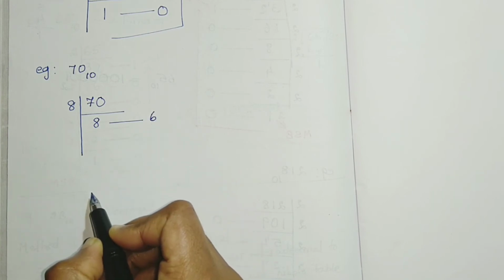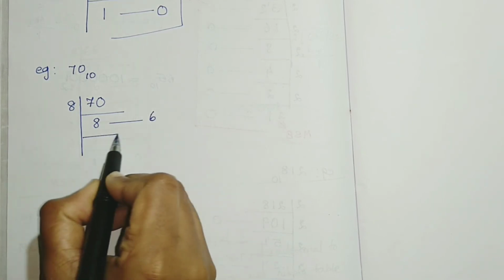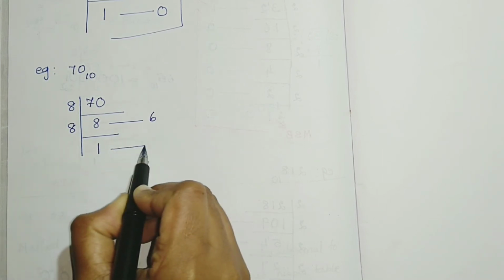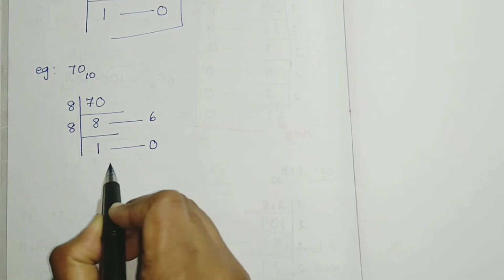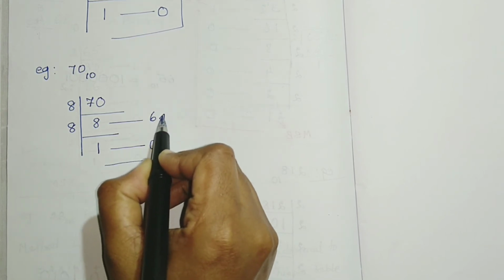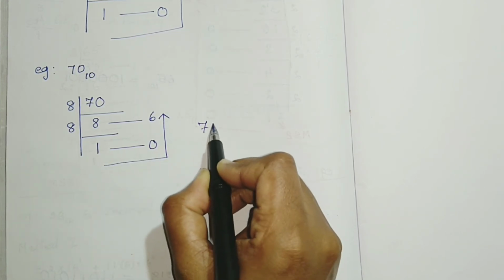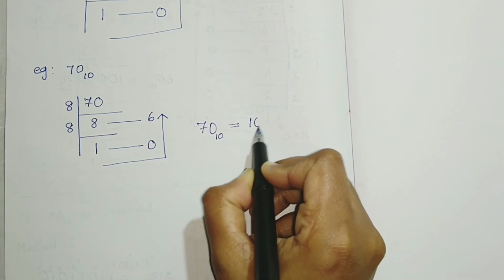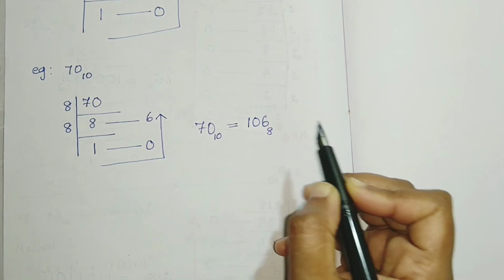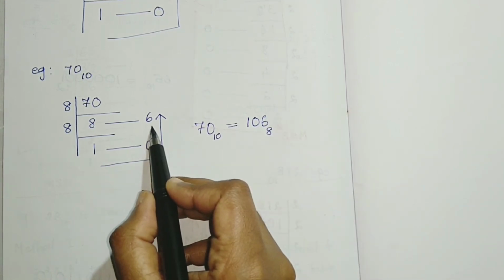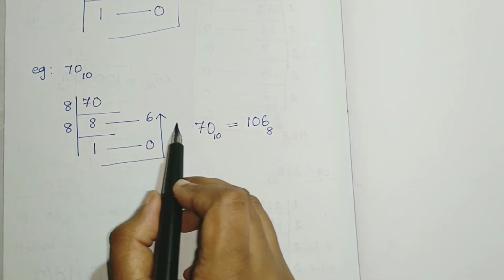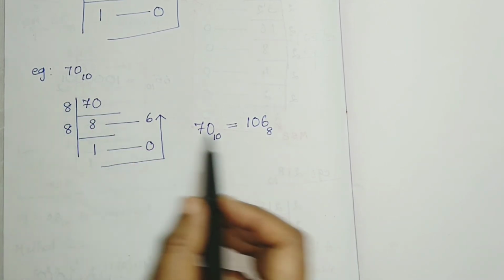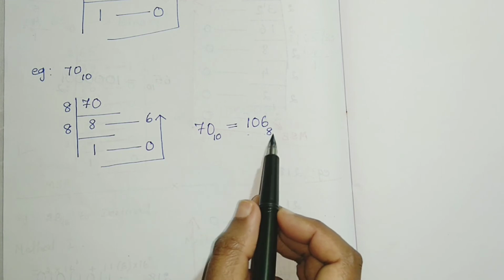And divide once again. So divide the number until you get 1. So 8 1s are 8 and the remainder is 0. And write the answer from bottom to top. For given decimal 70, the octal number is 106 base 8. So if you are going to divide a number by 8, up to 7 you will get the remainder value. So for 70, 106 is the octal number.